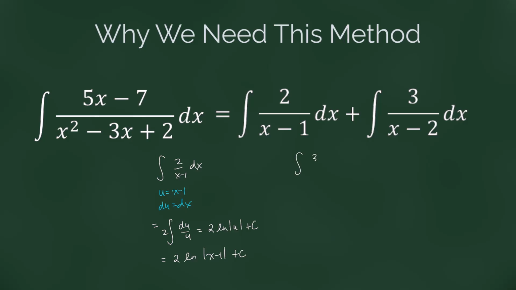Similarly, the antiderivative of 3 over (x - 2) dx, using a very similar substitution, u is x - 2, so that du is dx. This becomes 3 times the antiderivative of du over u, which is 3 times the natural log of the absolute value of x - 2 plus a constant. So our final answer for our original problem is going to be 2 times the natural log of the absolute value of x - 1 plus 3 times the natural log of the absolute value of x - 2 plus some constant c.